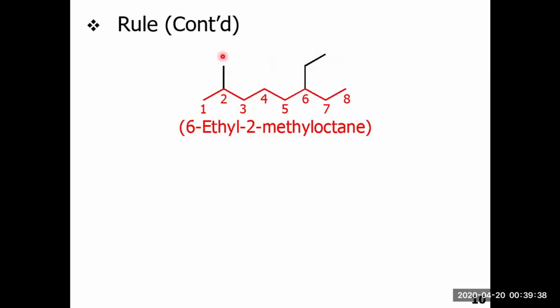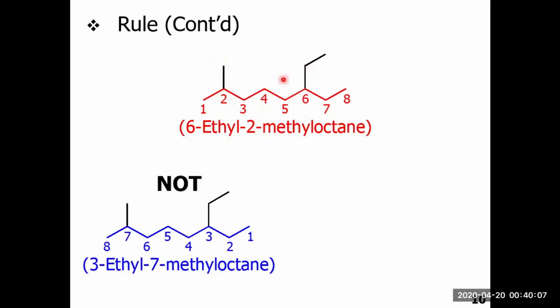Again, the rule says that when you give the name for this one, the substituents should be listed alphabetically. So ethyl obviously is written first, then methyl. And don't forget to write the carbon atoms to which these alkyl groups are attached. For example, the methyl group is attached to carbon 2. That's why you have 2-methyl. At carbon 6, you have an ethyl group.